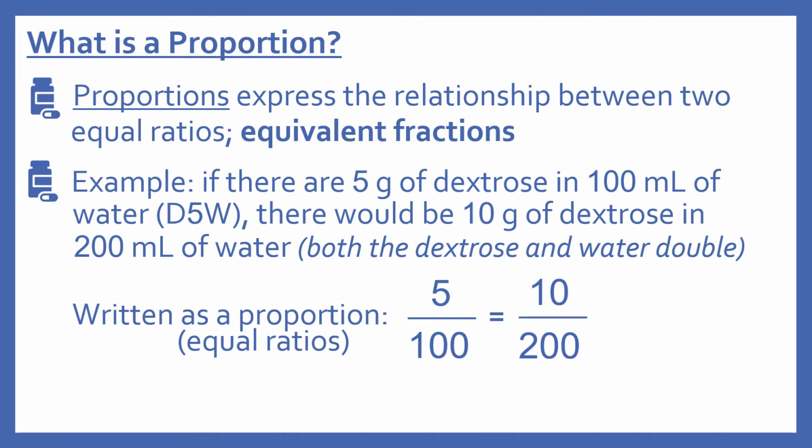If there are 5 grams of dextrose in 100 milliliters of water, remember this is D5W, there will be 10 grams of dextrose in 200 milliliters of water. So you can see both the dextrose and the water double. And so written as a proportion, where you can think of this as equivalent fractions or equal ratios, 5 over 100 equals 10 over 200.